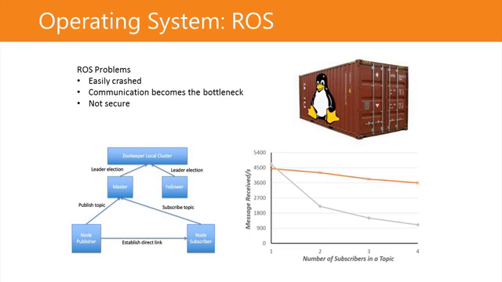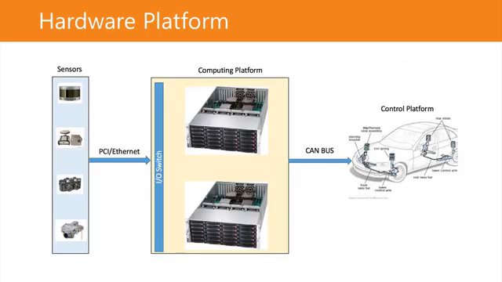And then we can use what we call Linux container technology to protect each node, such that if one node is hacked, we make sure that the other nodes are still safe, and so on. So that's about the operating system. Below the operating system, we actually have a hardware platform.